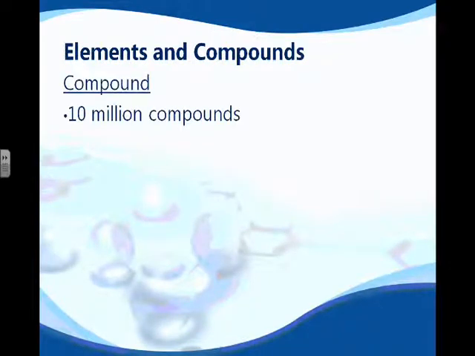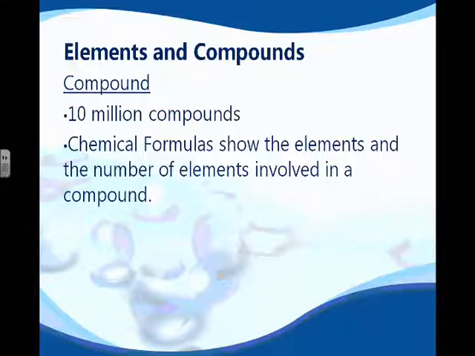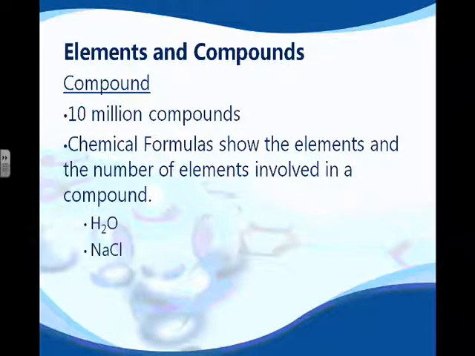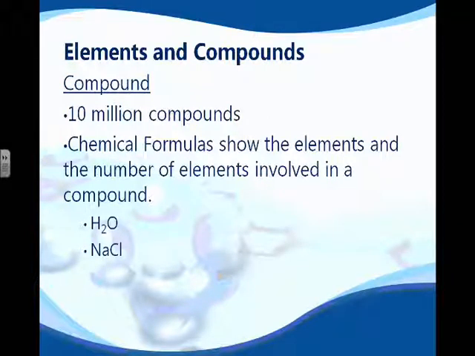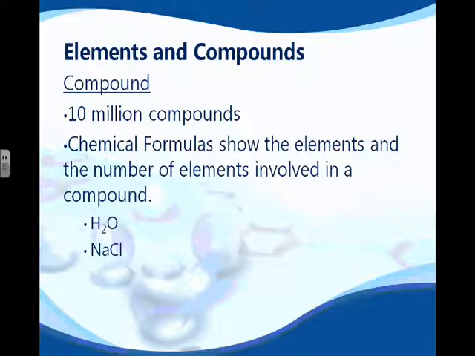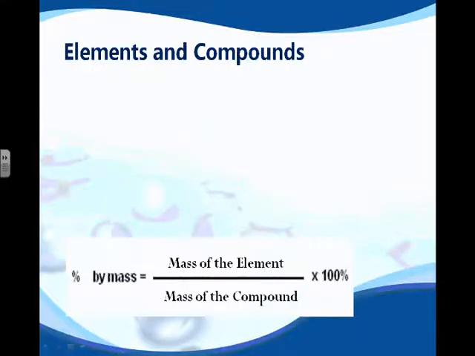Now, we have over 10 million compounds, and chemical formulas help to show which elements and the number of elements are involved in a compound. For example, water is H2O. That tells us that there are 2 hydrogen atoms and 1 oxygen atom. That also tells us they have a 2-to-1 ratio. For every 2 hydrogen, you have to have 1 oxygen. Now, sodium chloride. This tells us we have 1 sodium ion and 1 chlorine ion. And they have a 1-to-1 ratio. For every 1 sodium, you have 1 chlorine.